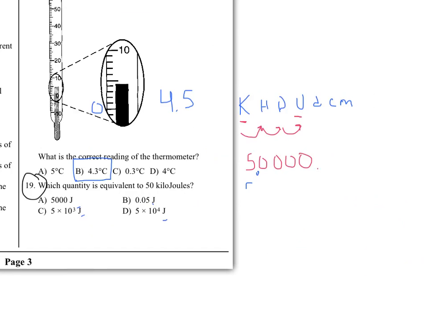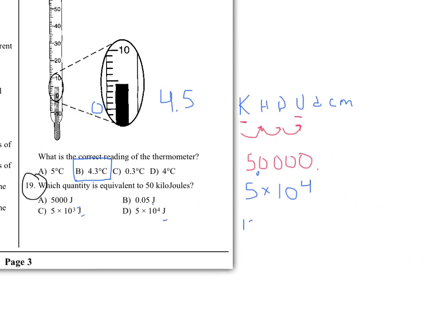So I move my decimal to here to create the number 5. And so it'll be 5 times 10. And then I'll see how many places did I move my decimal. I moved my decimal 4 places, and this number is greater than 1, so it's going to be 10 to the 4th power.